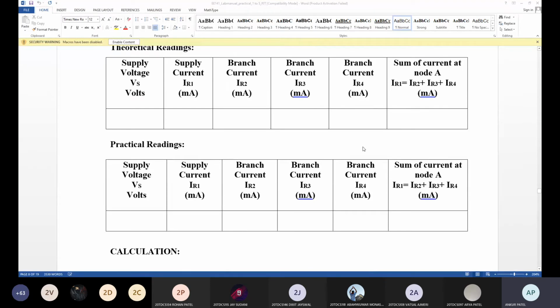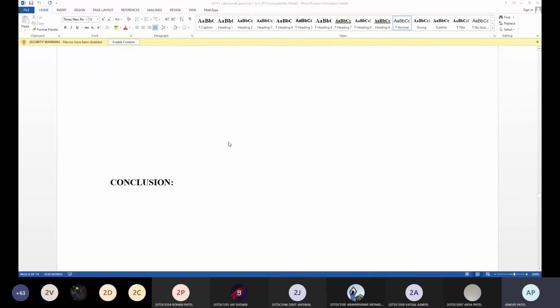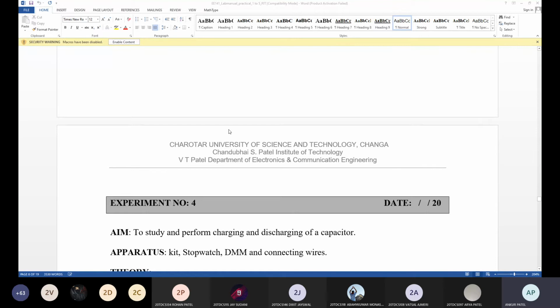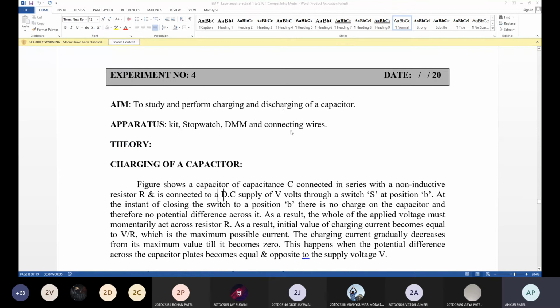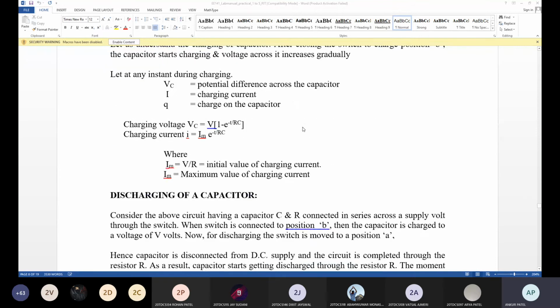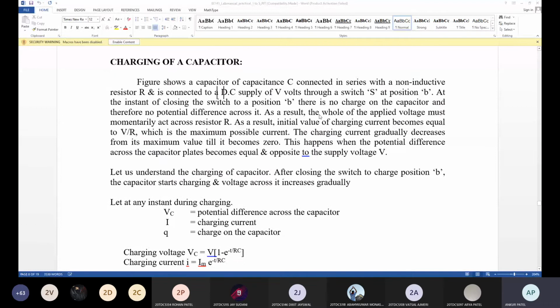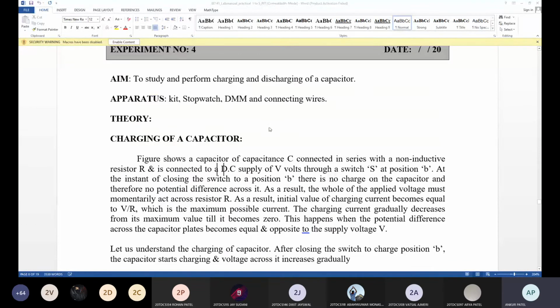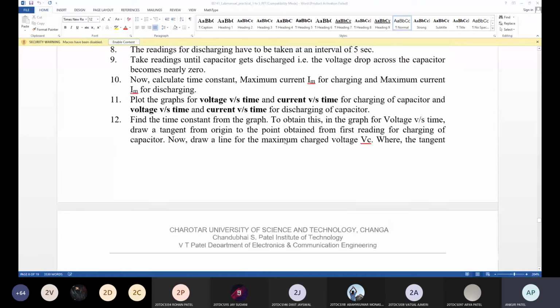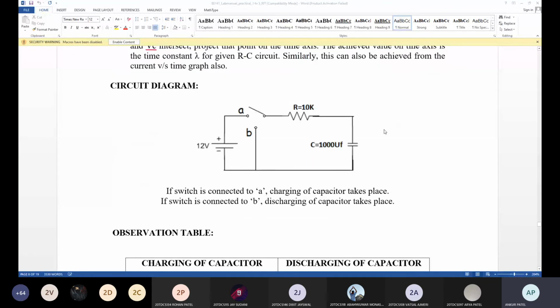Observation is given: theoretical, practical, calculations, and conclusion. For charging and discharging, the theory is given. So in charging and discharging, what happens? There is one initial condition for charging of a capacitor. Here the circuit diagram is given.